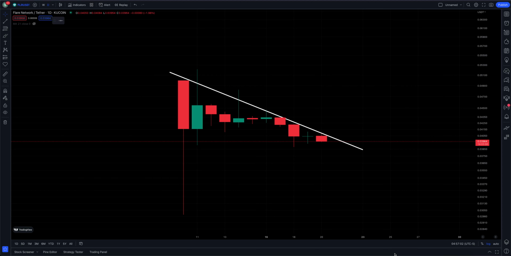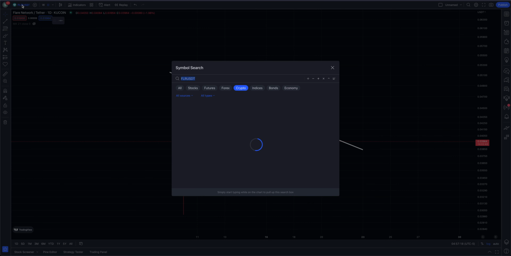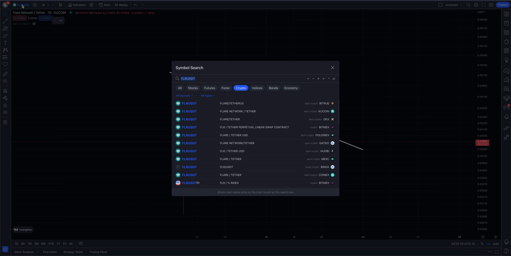We are looking at Flare Network this morning. I'm going to take a quick look at this chart here over on tradingview.com, and this is the KuCoin data, Flare Network / Tether. The ticker symbol for this would be FLRUSDT. You can see it right here, the second one down is the KuCoin data.